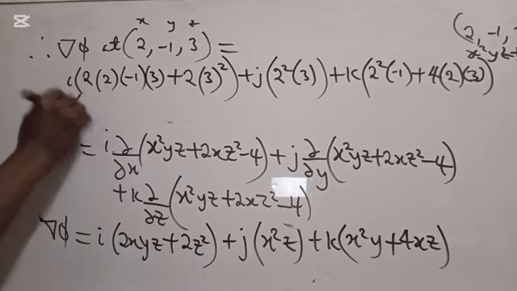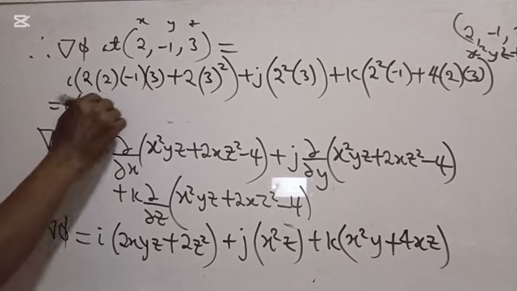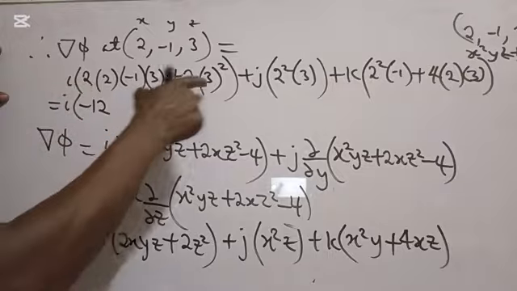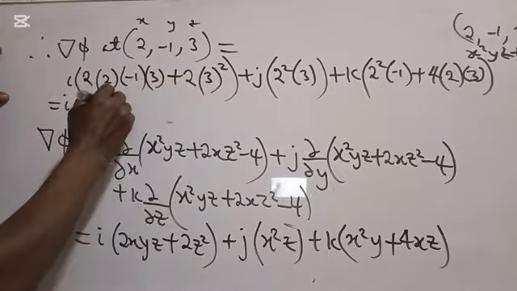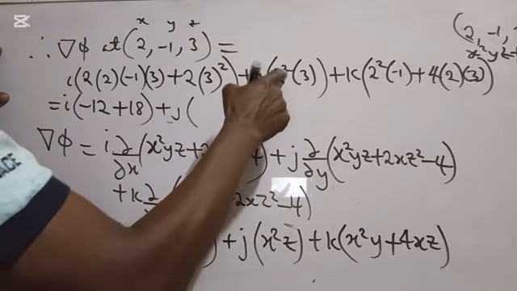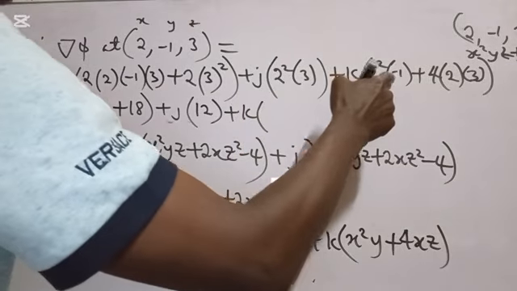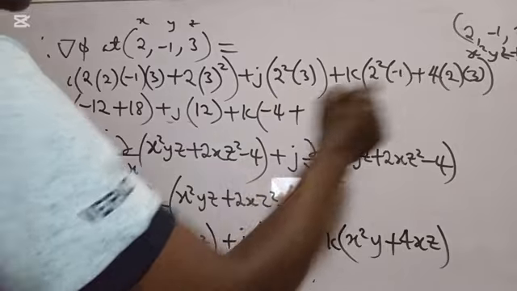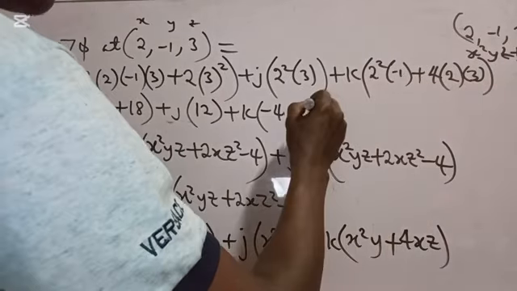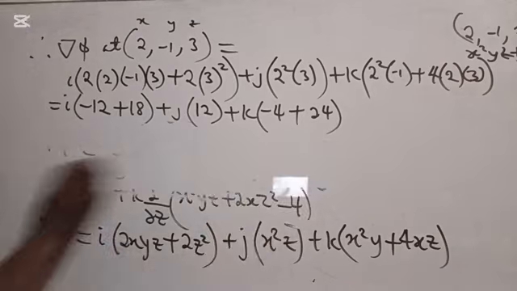So now let's expand. We have i times 2 times 2, 4 times minus 1, minus 4 times 3, minus 12. Minus 12, 3 raised to power 2 is 9, 9 times 2 is 18, plus 18, correct. Plus j, 4 times 3, 12. Plus k, this is minus 1 times 4, minus 4, plus 8 times 3, which is 24. I hope that is correct. All right, let's continue.